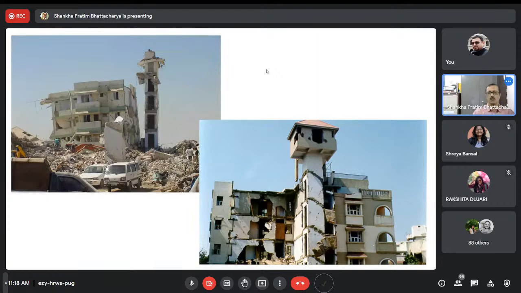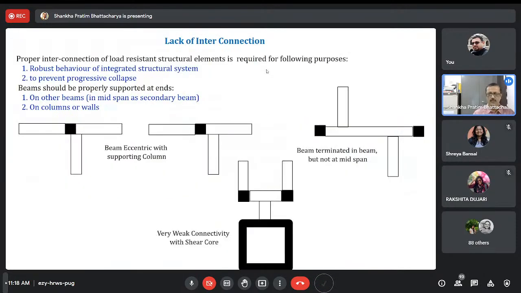The lift core surrounded by the staircase is still alive, and the other things are gone because there is no good connectivity. This connectivity should be through maybe a small beam or something like that, not directly connected to the column. There should be a good connection, or maybe a large column; maybe here you can remove this column and then take the beam away like that. So there should be very good connectivity.